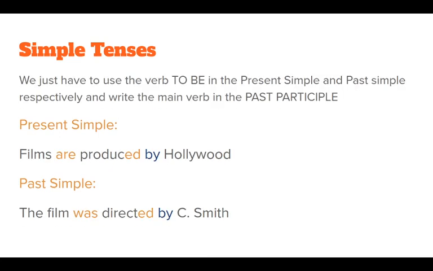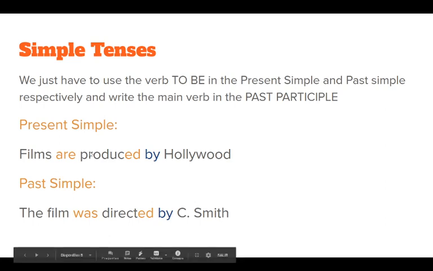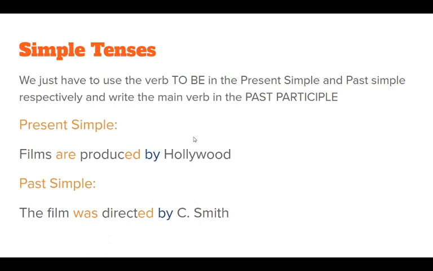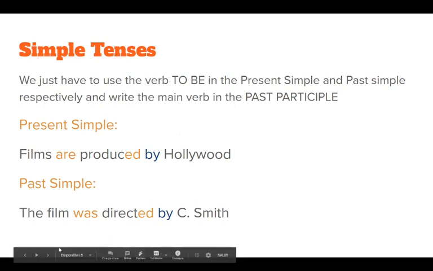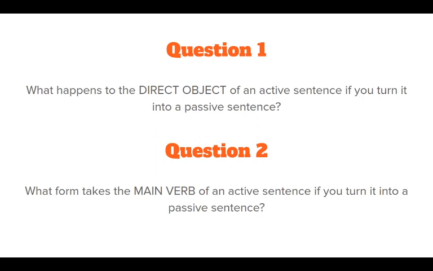Basically, we just have to use the verb to be in the correct tense. So for the present simple, we use the present simple, and for the past simple, the past simple. And then the main verb goes in the past participle. Films are produced by Hollywood, or the film was directed by C. Smith. Okay? Let's go.